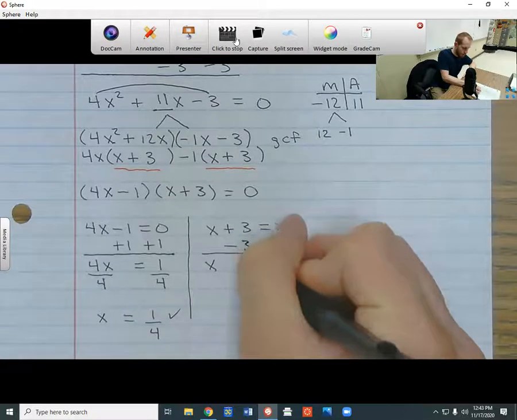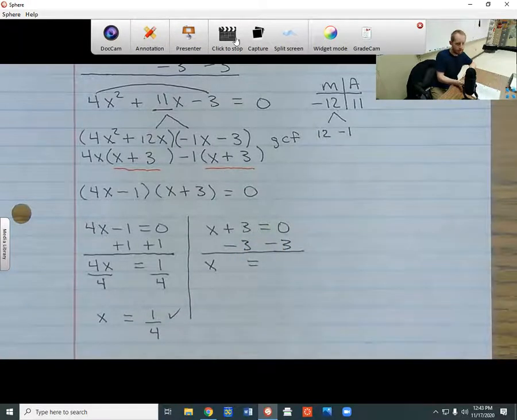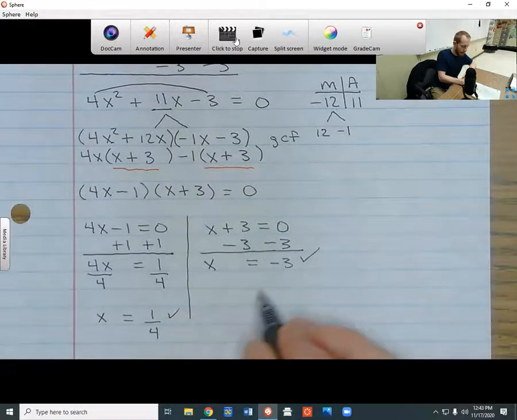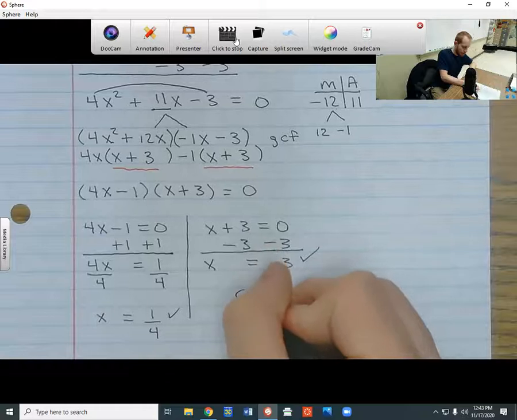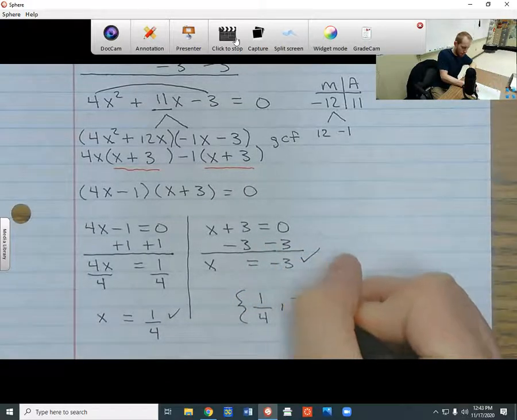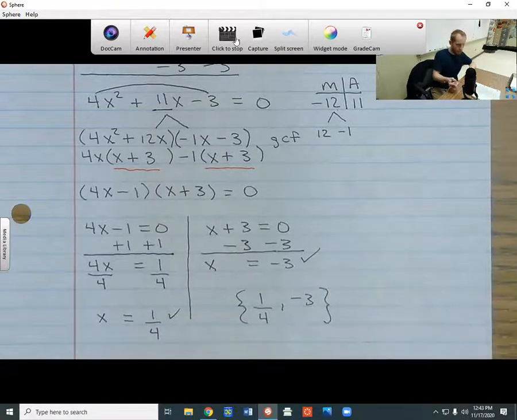So now, once I have both of my solutions, I put them in a solution set. 1/4 and -3. And that's how you solve a quadratic equation. You just have to factor it, see if you can factor it first. If not, you use the quadratic formula. But if you can factor it, you can set those factors equal to 0 at the very end and solve those two equations. So I hope that helps.